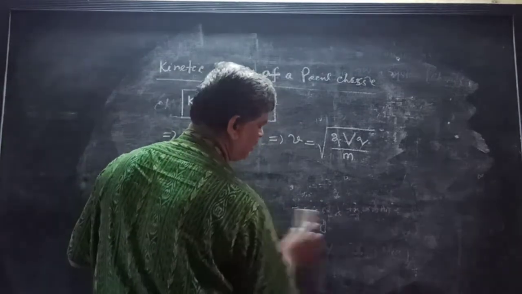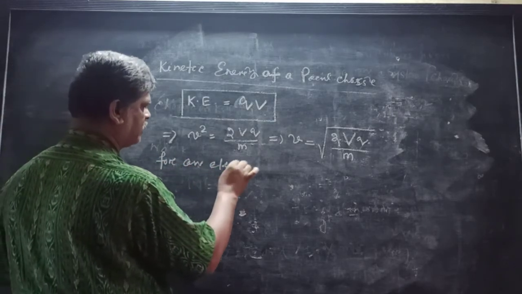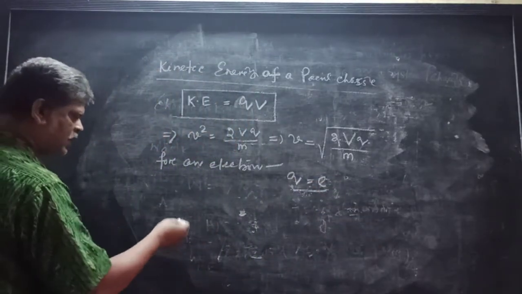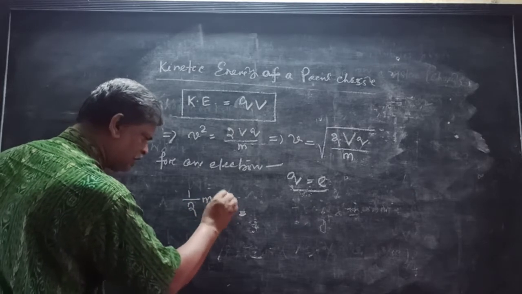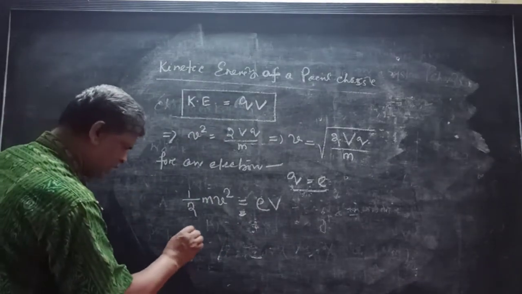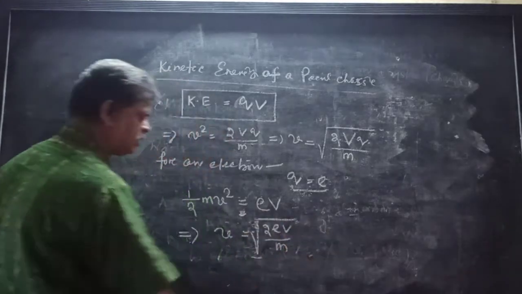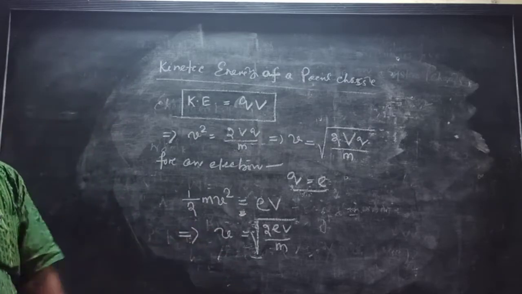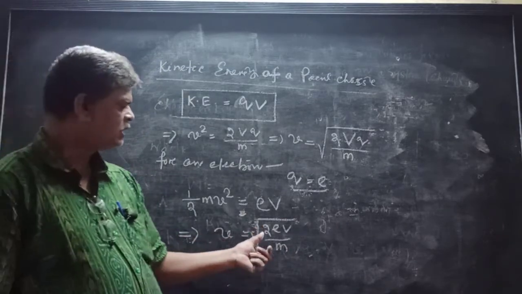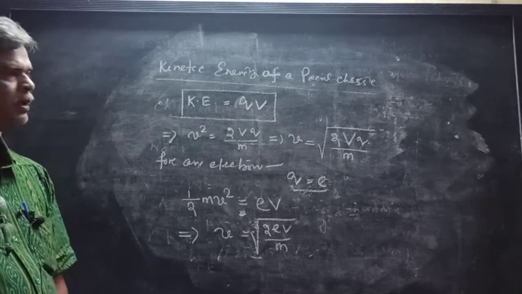Now consider, in a special case, an electron. For an electron, q is equal to e. The kinetic energy of the electron is half m v square, equal to eV. So v square is equal to 2eV by m. This is the velocity of an electron when it is accelerated through a potential difference of V volts. That is called the velocity acquired by an electron: v is the square root of 2eV by m. This is the velocity, and this is your kinetic energy. Half m v square is equal to eV. Clear?